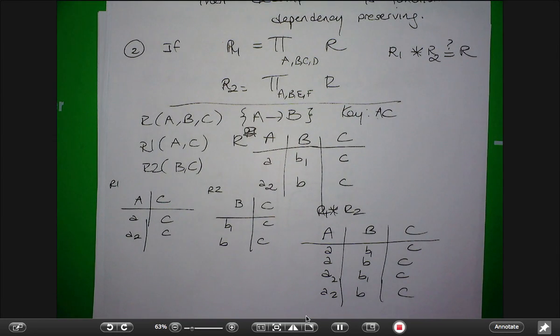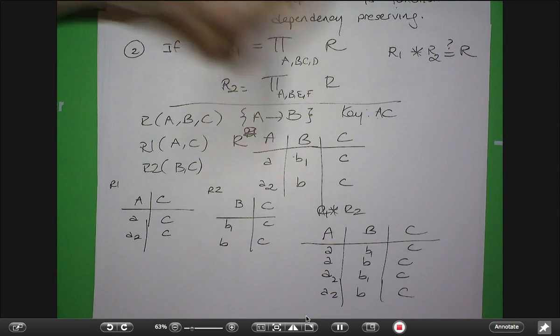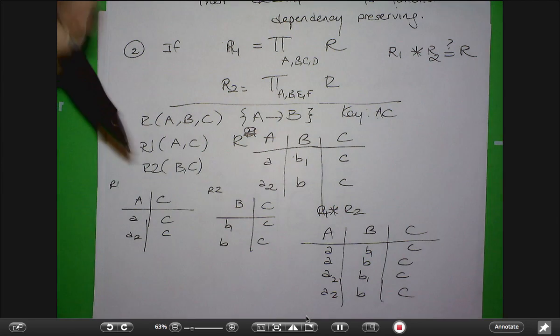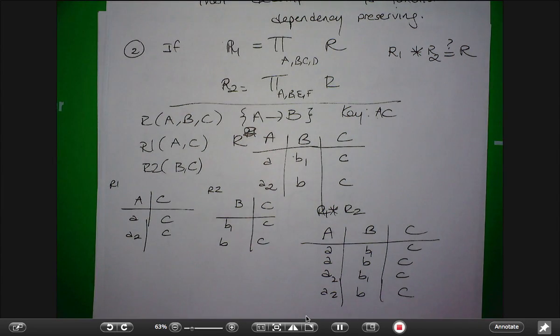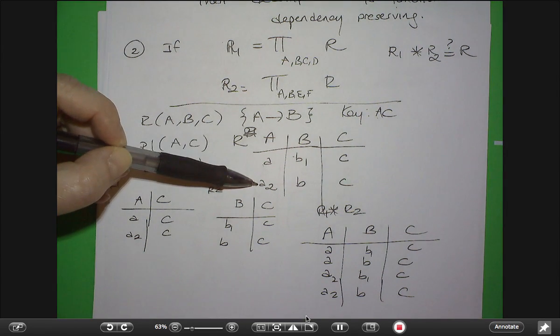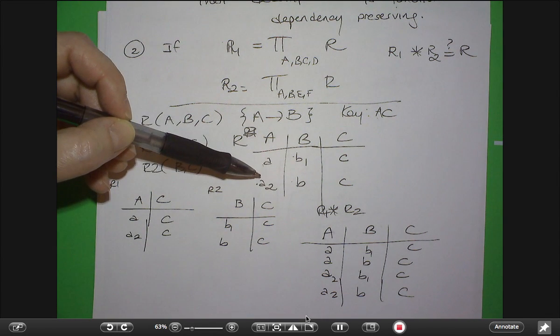I had two relations. For R1, A and C are known, but B1 is not known. And for R2, B and C are known, but A2 is not known. I have a functional dependency that says A implies B. So if I find two tuples with the same A value, I can copy the B values. But there are no two tuples with the same A value.